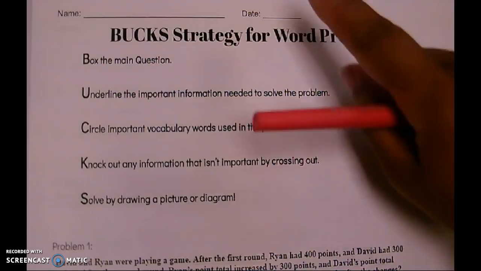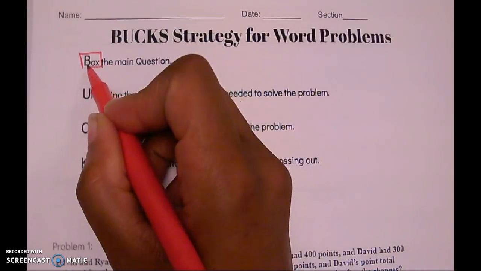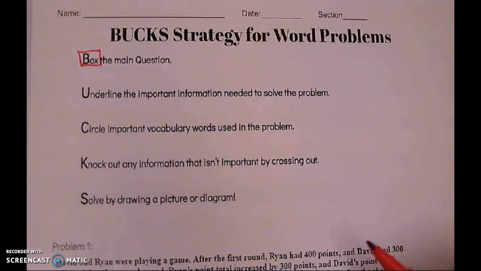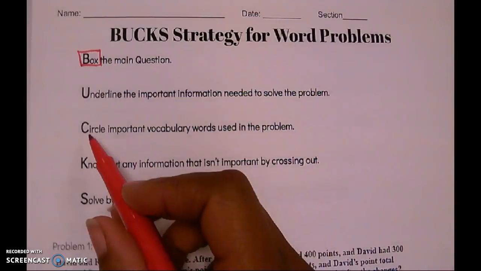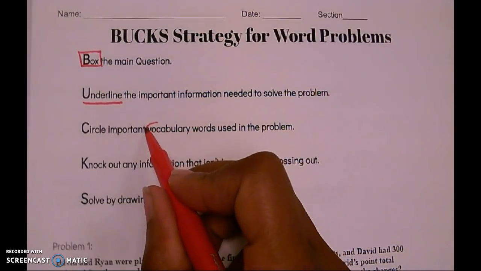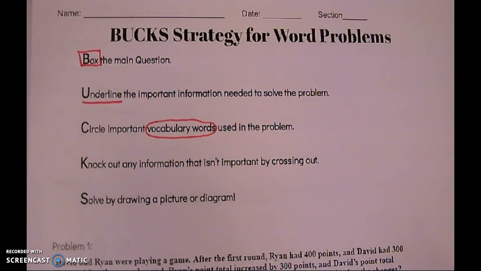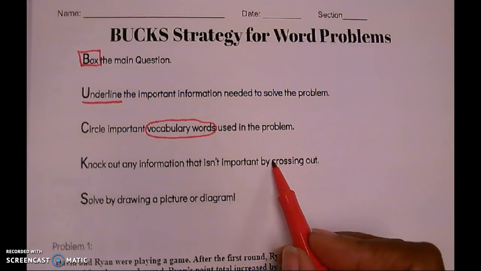The first thing you will do is box the main question. So when you read your problem, you will put a box around the main question. Next, you will underline the important information needed to solve the problem, so anything that you feel is important. You're going to circle important vocabulary words used in the problem that will help you better be able to solve it. And then you're going to knock out any information that isn't important by crossing it out.